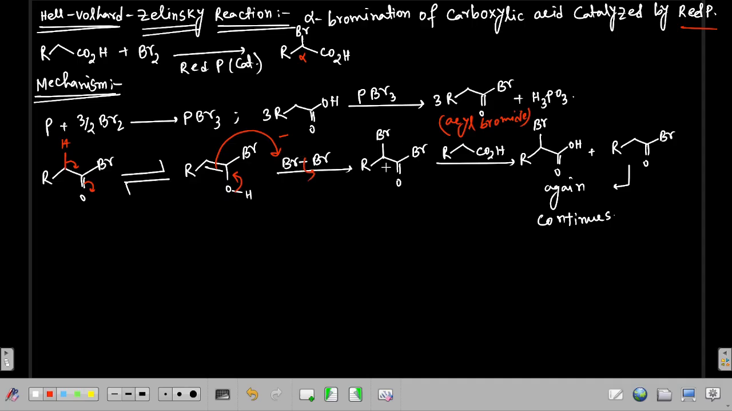alpha bromination. Now this is alpha bromoacyl bromide. Alpha bromoacyl bromide will react with another molecule of this carboxylic acid to form this alpha bromo carboxylic acid plus 1 mole of acyl bromide, and again this acyl bromide will react the same way as before.